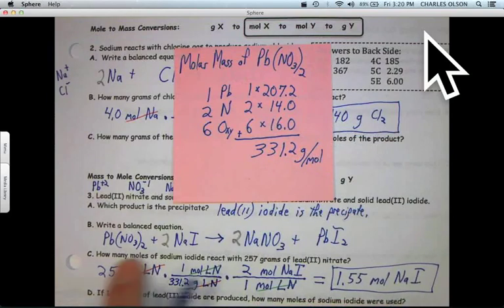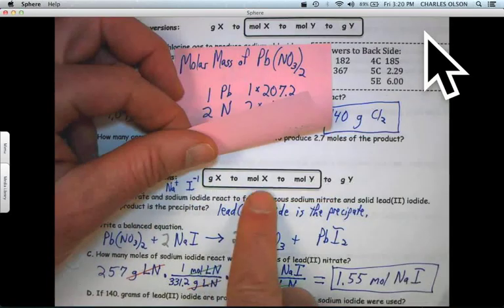So there we go. That's how we do it. That was an example of grams to moles to moles.